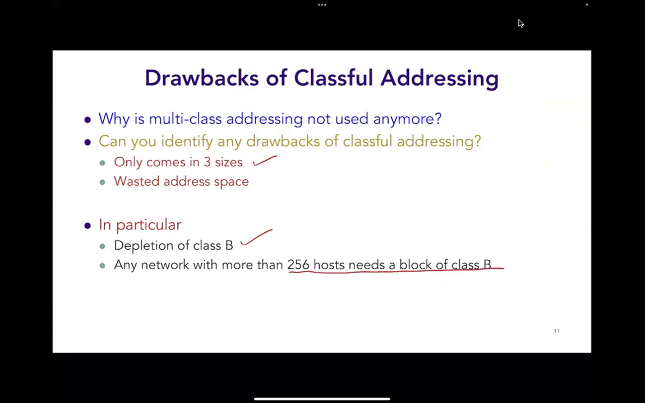If you don't give a class B, then they would probably want multiple class C addresses. And once you get these multiple class C addresses, they may or may not be aggregatable with each other. If they are not aggregatable with each other, they will be announced as separate prefixes into the internet, making the internet routing tables very large.